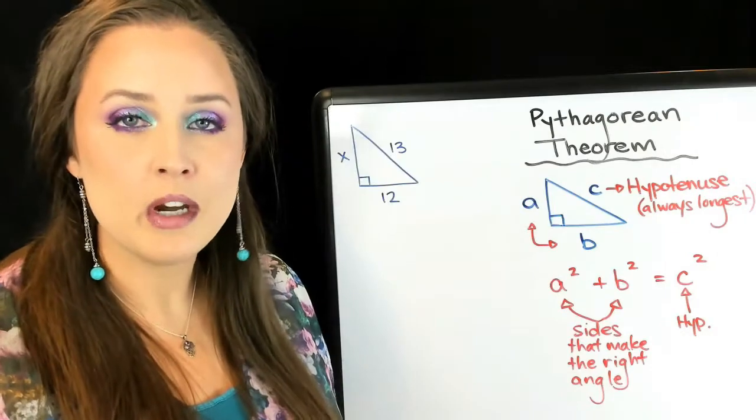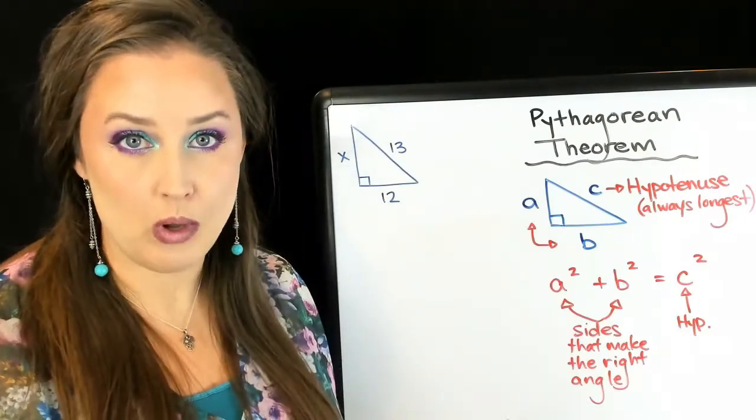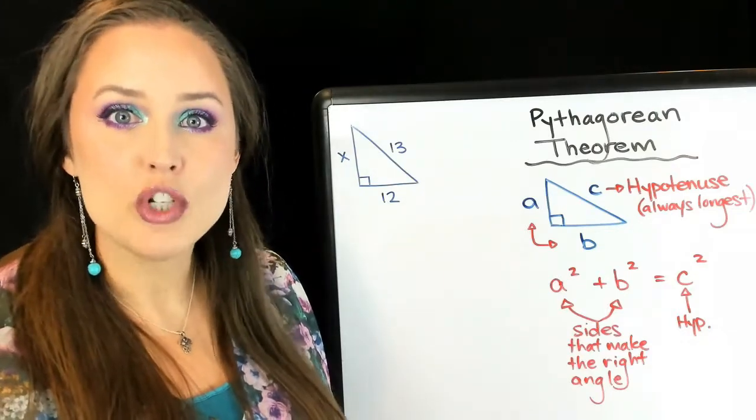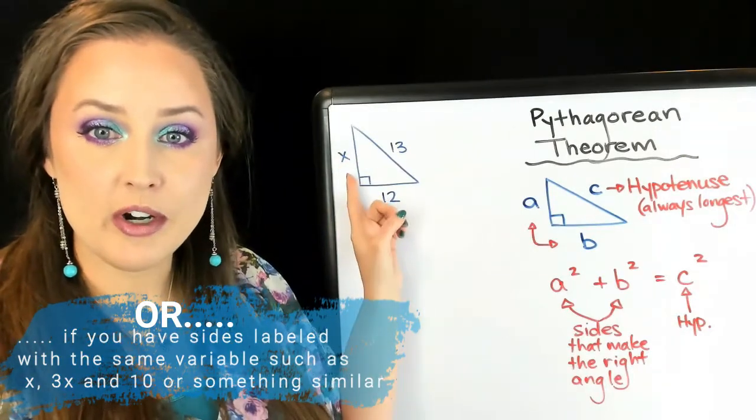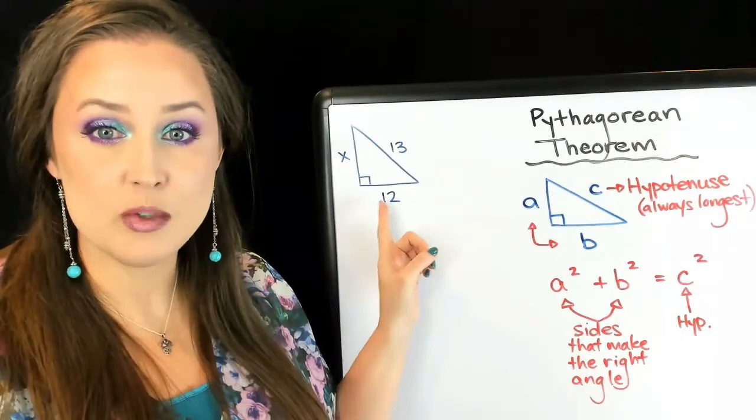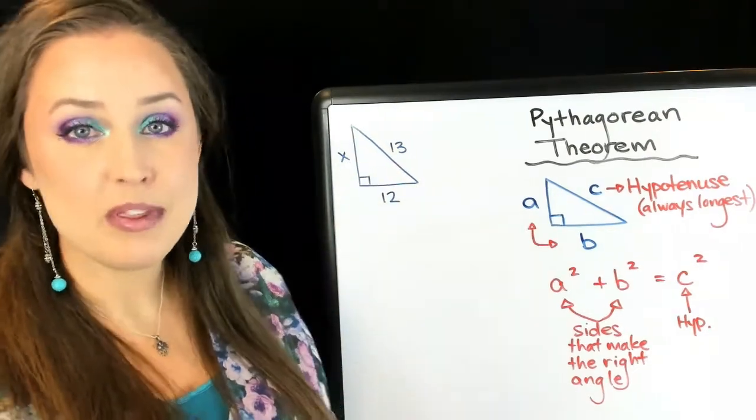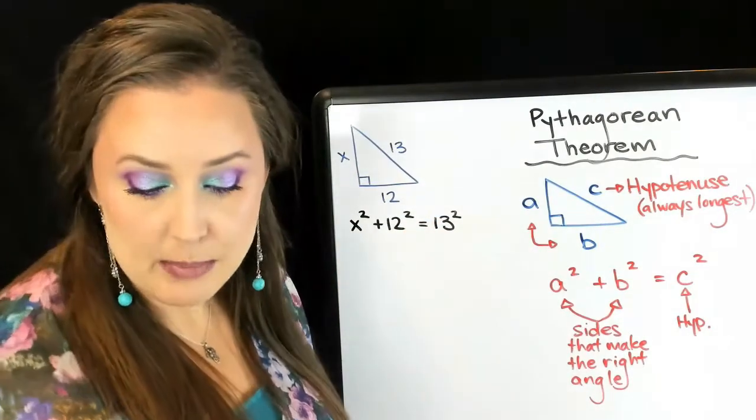You can use the Pythagorean theorem when you know 2 out of 3 sides of a right triangle. It doesn't matter which one you don't know, it just matters that you know 2 of them. So what you want to determine is which are the sides, so which are your a and b, in this case the x and the 12 because they make our right angle, and our hypotenuse is 13. So we're going to set up the Pythagorean theorem like this. Pretty easy to set up, it's really not too bad.